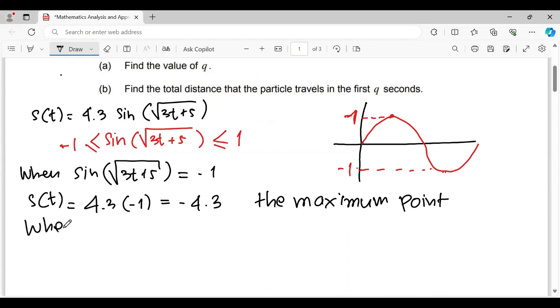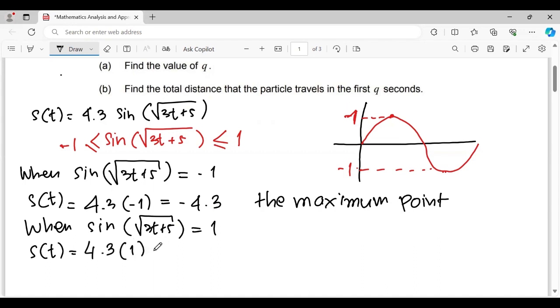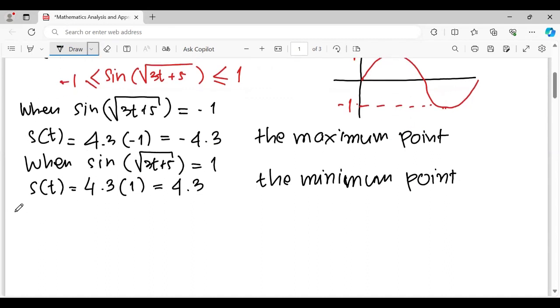And when sine square root 3t plus 5 equals 1, s(t) will be 4.3 times 1 equals 4.3. And this is the minimum point. Right.